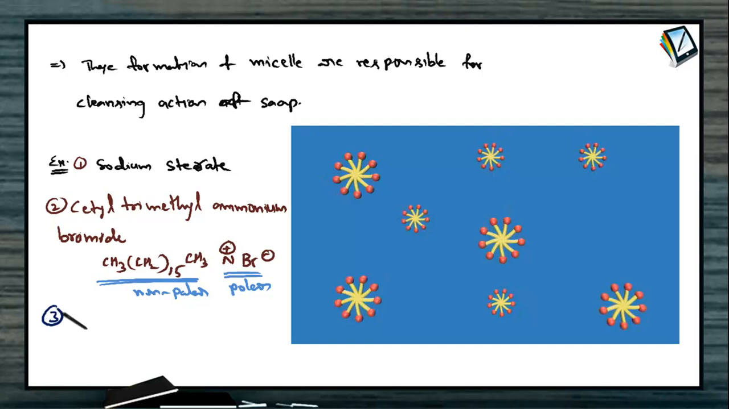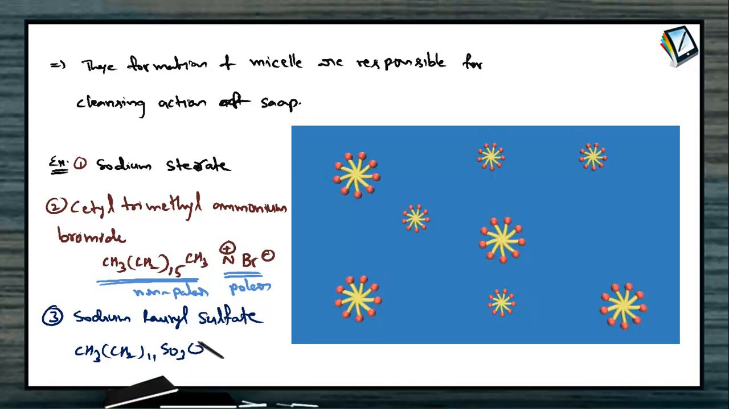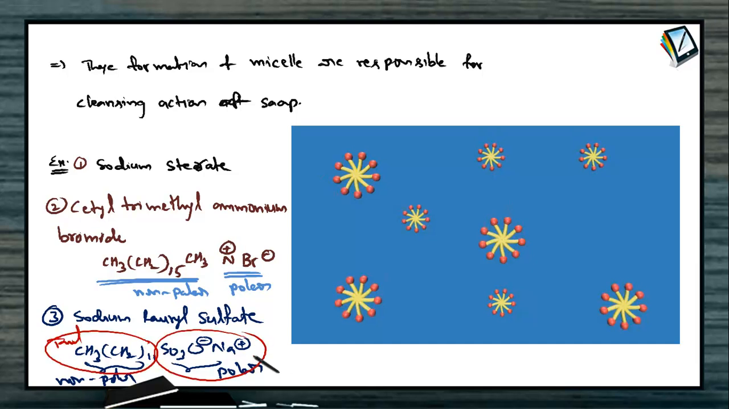Another example of this type of substance is sodium lauryl sulfate, which has the molecular formula CH3(CH2)11OSO3Na, and here the head group is the sulfate ion. This is the polar group and this is non-polar, so in this case it acts as a tail and it acts as a head. This is the formation of the micelles.